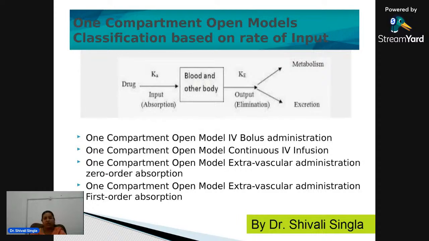Here, one compartment open model. The first step to calculate its parameters is its input, that is called absorption. Now the drug reaches the blood circulation and other body tissues. Here, output is called elimination, that comprises metabolism and excretion both.